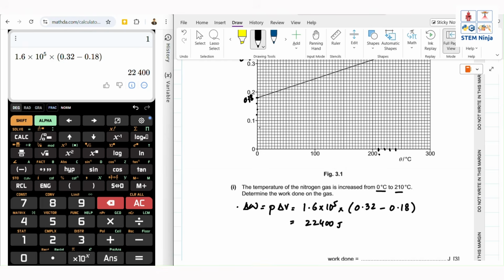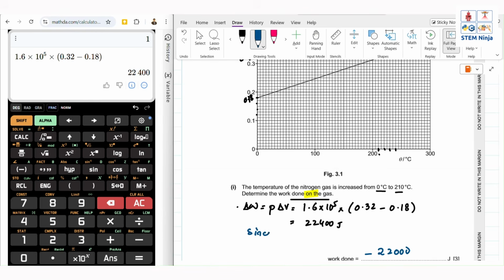However, this is expanding. As we can see, the gas is expanding. It's doing work. And the work is done by the gas. But we are trying to find out the work done on the gas. The key word over here is on the gas. If we were compressing, then that would be positive. But we are actually expanding. So this would be minus 22,400. We can actually convert this into two significant figures also. So minus 22,000 also.